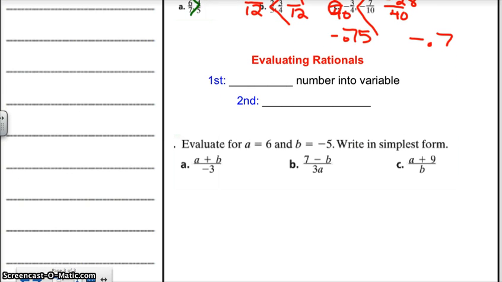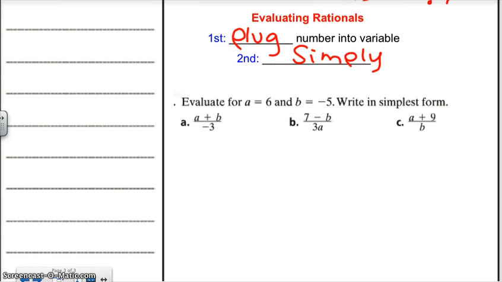All right, evaluating rationals. All you do is plug the number in and then simplify. Right now I want you to evaluate the A, B, and C, those 3 examples. We'll come back together in about 2 minutes. Okay, remember evaluate just means that you plug in and we simplify after we plug in. I spelled this wrong. It should be simplify.